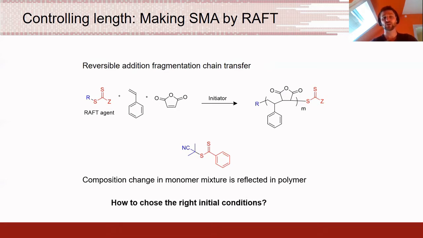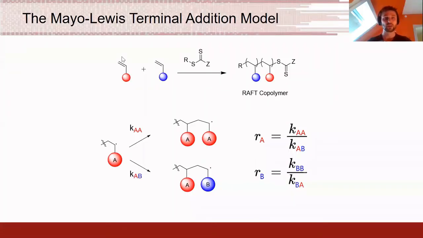But it raises the question, how do you actually control the composition? So that brings me to the Mayo-Lewis terminal addition model. This is the model explaining, in the simplest terms, how a monomer is being consumed in a copolymerization. If you have a monomer A that carries the growing radical as it propagates, it'll have a rate of addition for it to self-propagate, or homopropagate, as an add-on to monomer A, and there's a rate for adding on to monomer B.